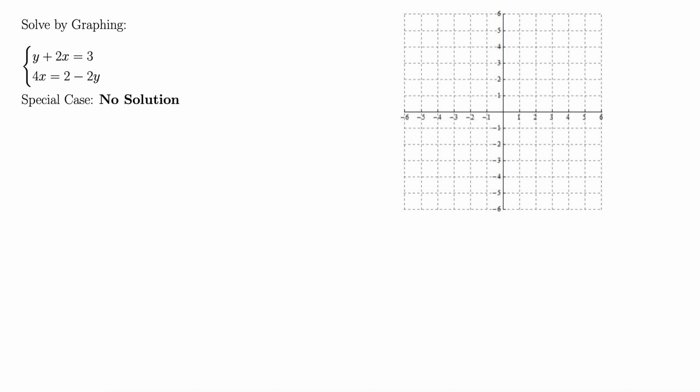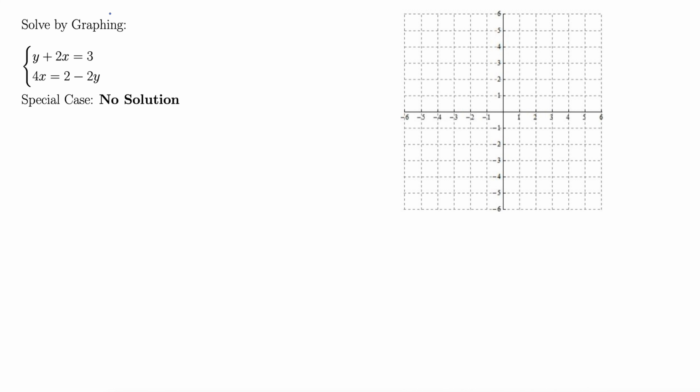Here's a special case we want to solve by graphing. We have y plus 2x equals 3 and 4x equals 2 minus 2y. And it's a special case because there's no solution. So I'll tell you that right up front, but I'll show you how you can see that this is the case. So let's go ahead and graph these, or at least start to here.